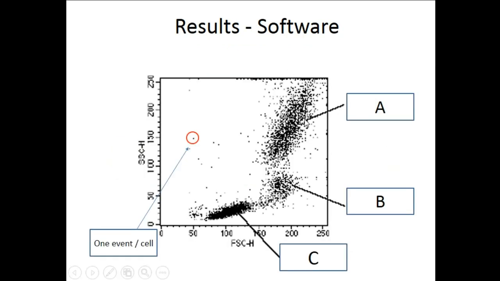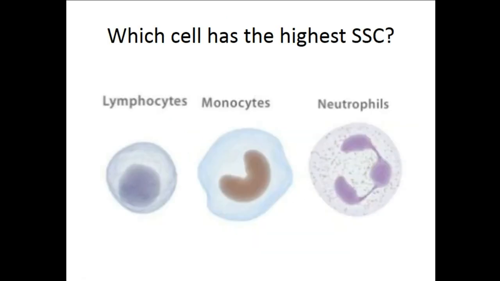If I ask you to identify A, I go to the region of A, I go down to forward scatter, and it indicates that it's quite high. So it's a large cell. And I go across to the side scatter, and it's also high. So it's a large cell, and it has a great degree of complexity within the cell. What cell do you think it is? It's a neutrophil. So that's the basic premise of forward scatter and side scatter.